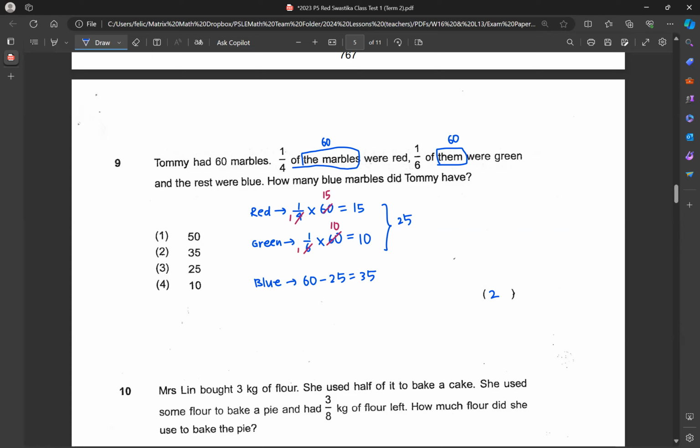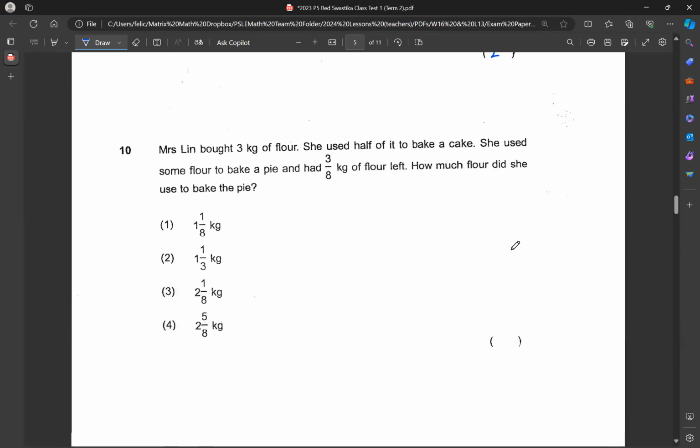All right. Okay, let's look at question 10. Mrs. Lim bought 3 kg of flour. She used half of it to bake a cake. She used some flour to bake a pie and had 3 over 8 kg of flour left. So notice there are 3 things here, cake, pie, and left. All those that I've highlighted are all parts of the 3 kg at the start. So 3 kg is like the whole. The rest are the parts belonging to that whole.